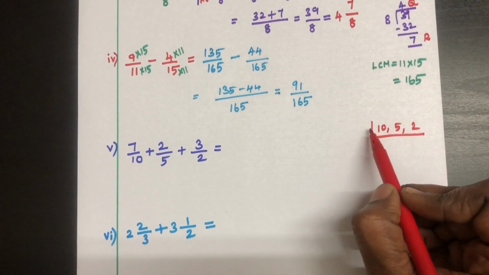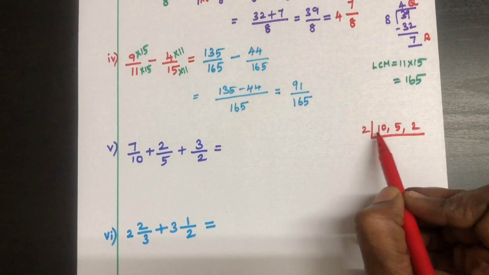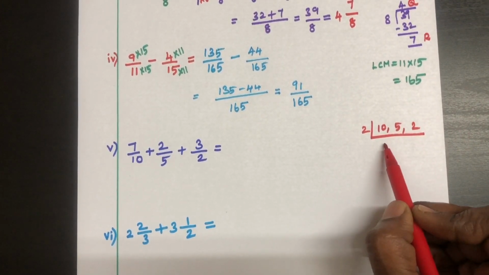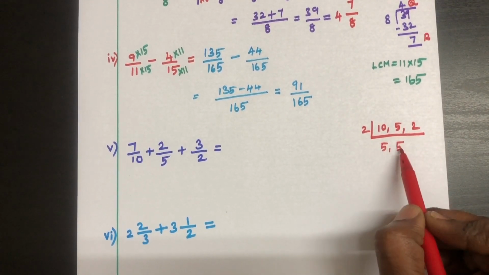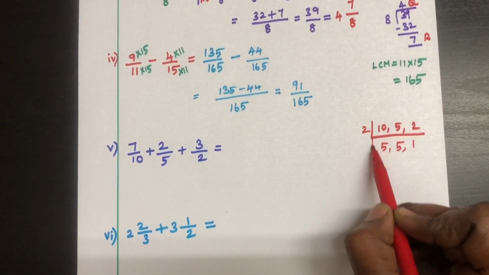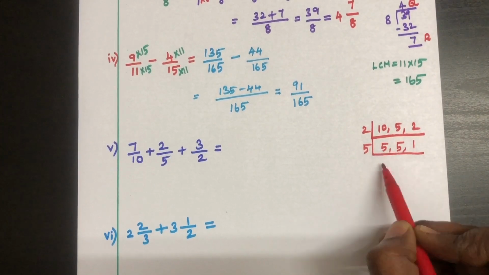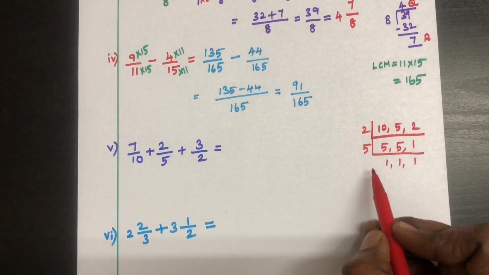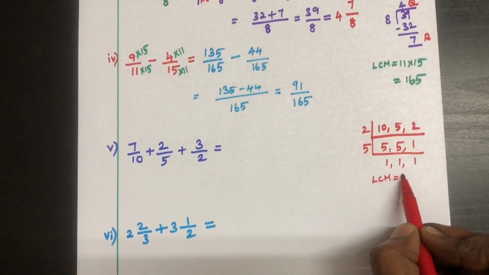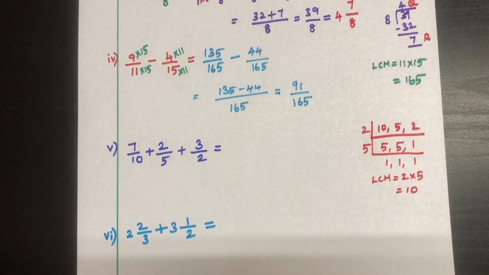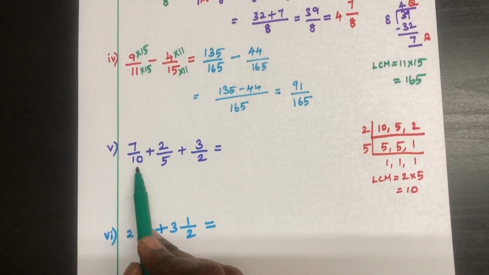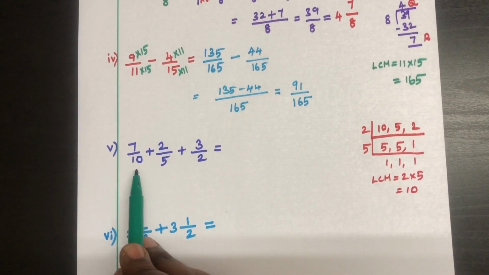Here 2 can divide two numbers, right? 10 and 2. So see here, this is 5. It won't divide 5, so just give 5 here, 1. 5 can divide these 5s, 1, 1, 1. So the LCM here is 2 into 5 is equal to 10. This is our LCM. Now we are going to make all the denominators 10. First fraction is already 10, so no need to worry about it.